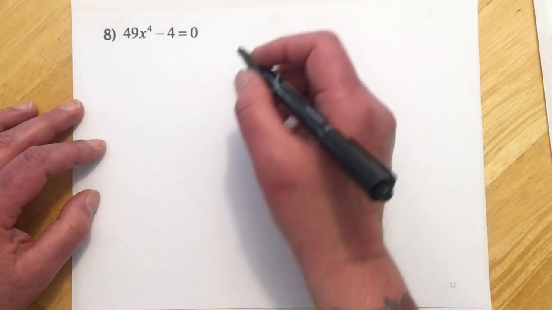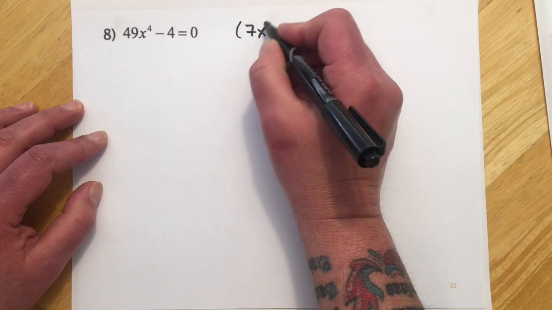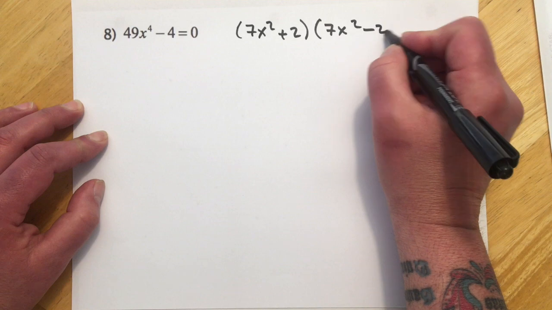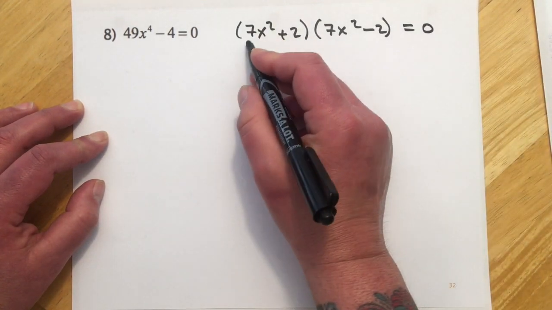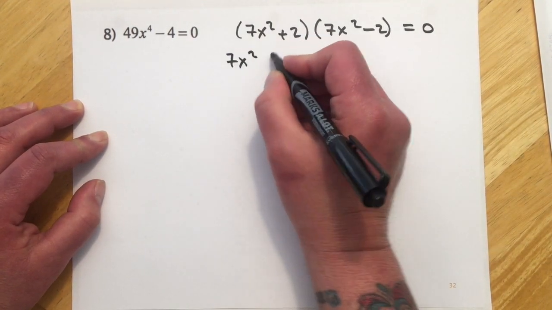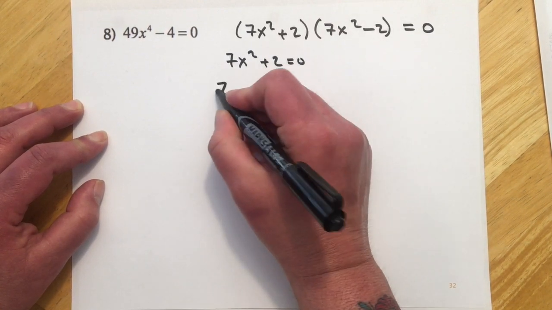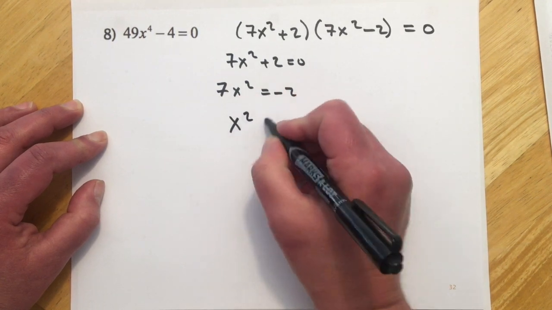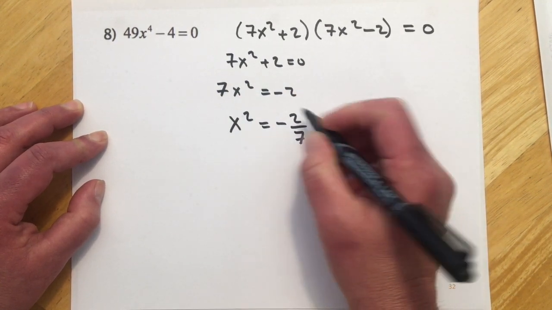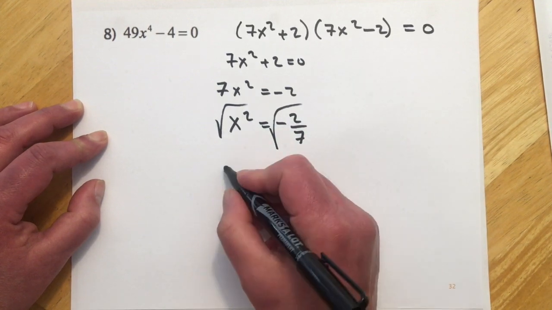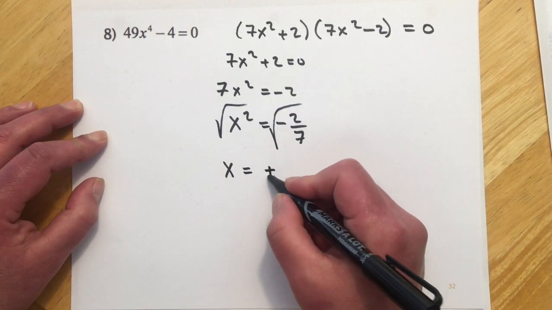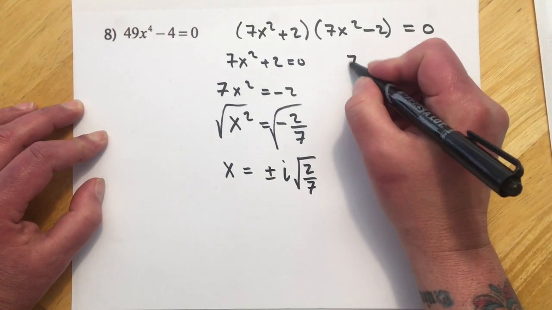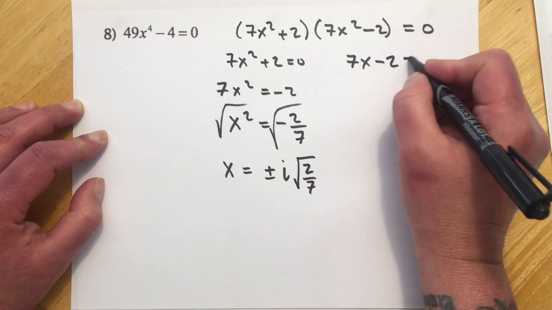And here's the matched difference of squares. So this will go 7x squared plus 2, 7x squared minus 2. And so if I do the positive root, 7x squared plus 2 equals 0. 7x squared equals negative 2. Divide the 7. x squared equals negative 2/7. And then I can apply roots. So this will be plus or minus i root 2/7.